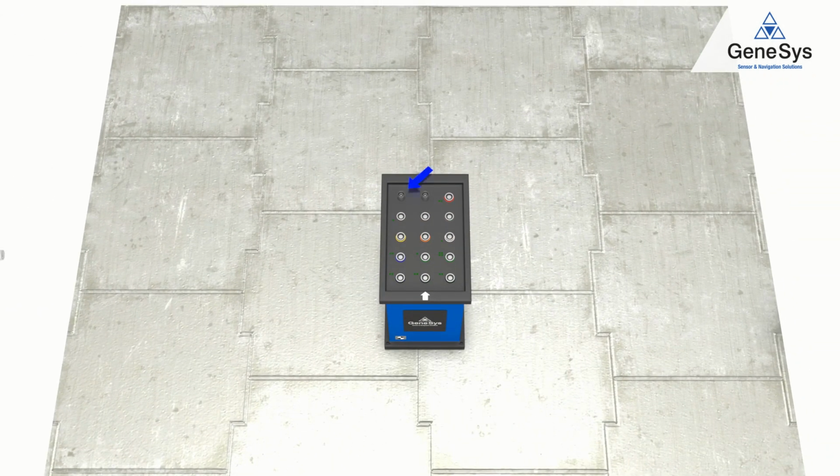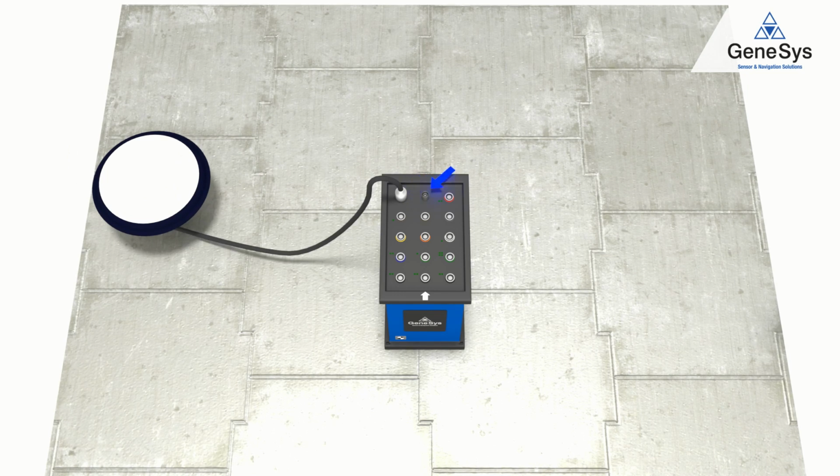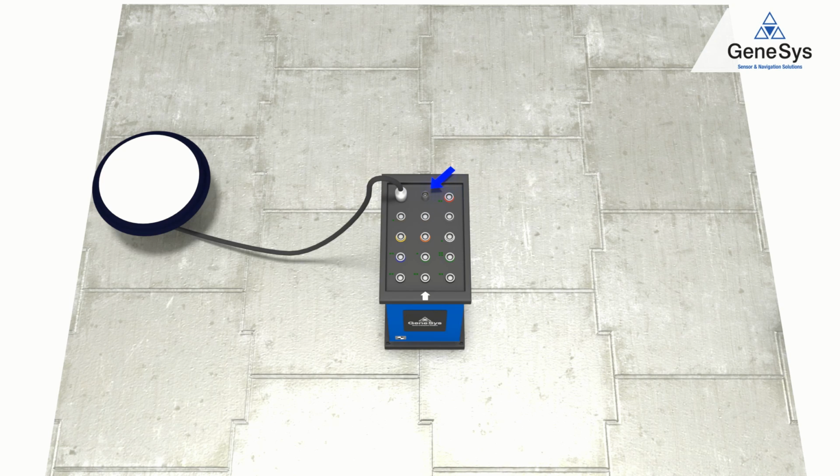The antenna 1 connector has to be connected to the main antenna. GeneSys antenna 2 is only needed for dual antenna systems.